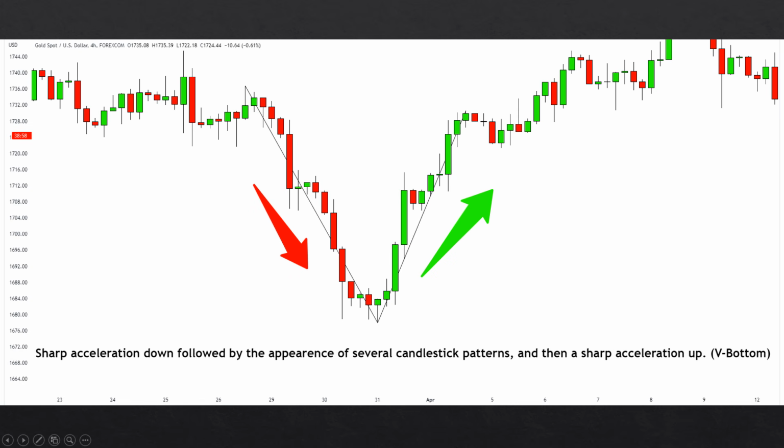In this chart, we can see an example of a V bottom. The important thing to notice here is that the anticipation of the movement to the upside can be made by observing candlestick patterns. In this case, we can observe several candlestick patterns happening consecutively before the reversal to the upside, mainly inside candles and hammers.